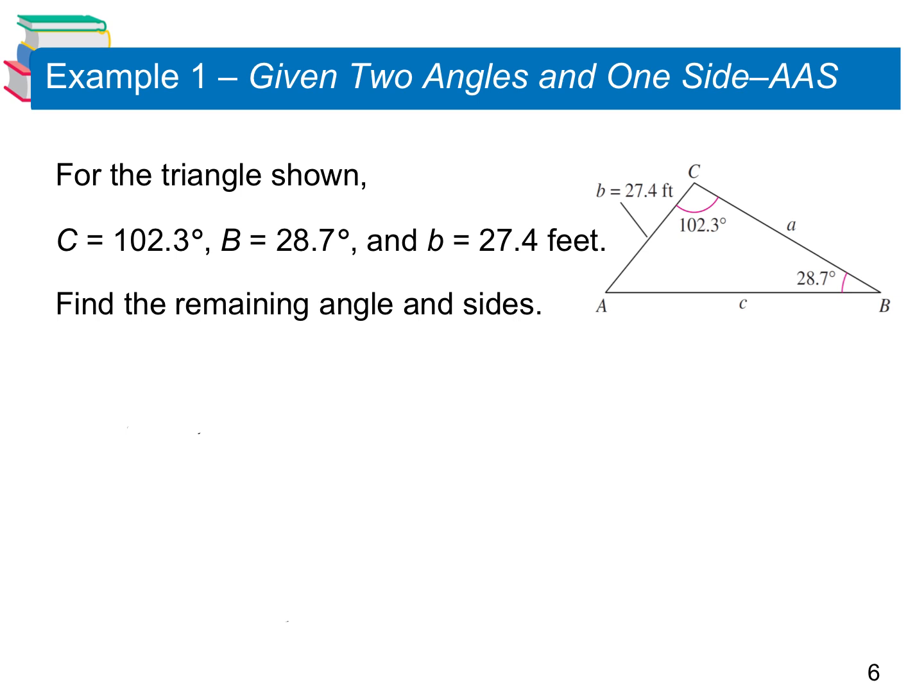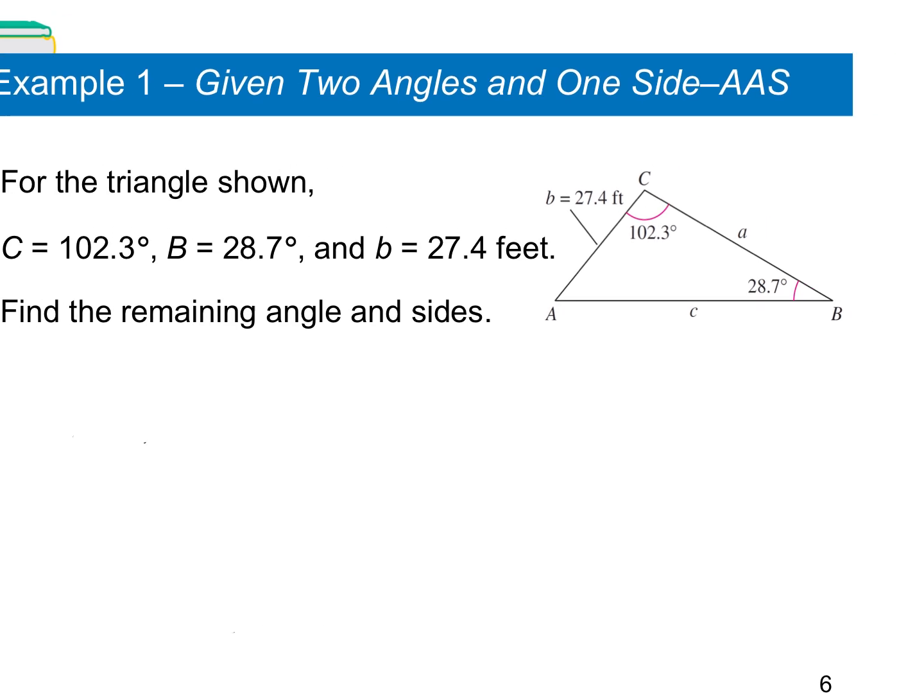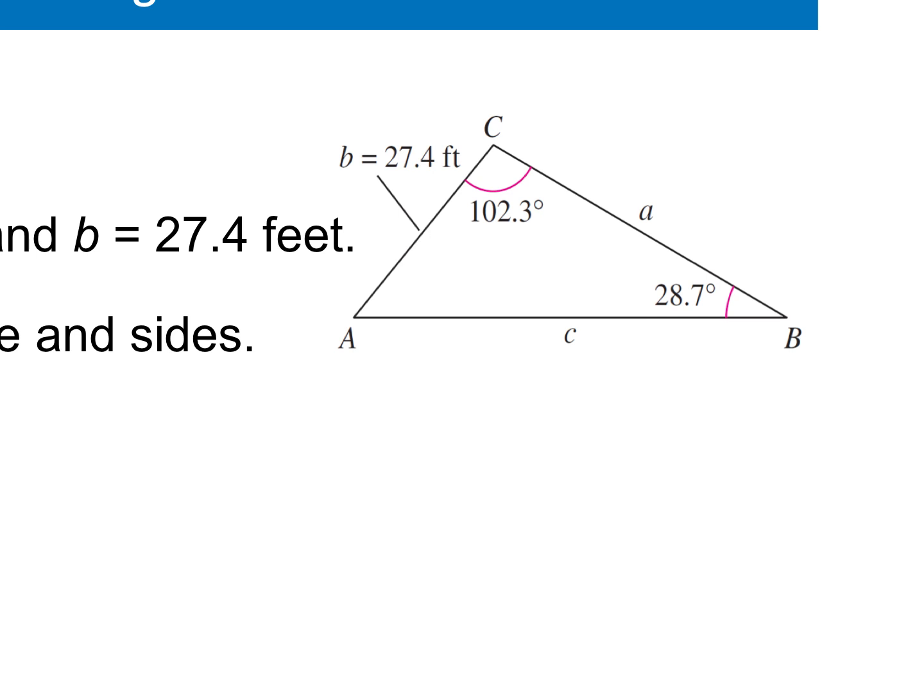So let's look at example 1. For the triangle shown, it gives us angle C is 102.3, B is 28.7, and side b is 27.4 feet. It draws the triangle for us, so that's good. So we can use this to find our other 3 missing pieces of information. We need to find angle A, side c, and side a.